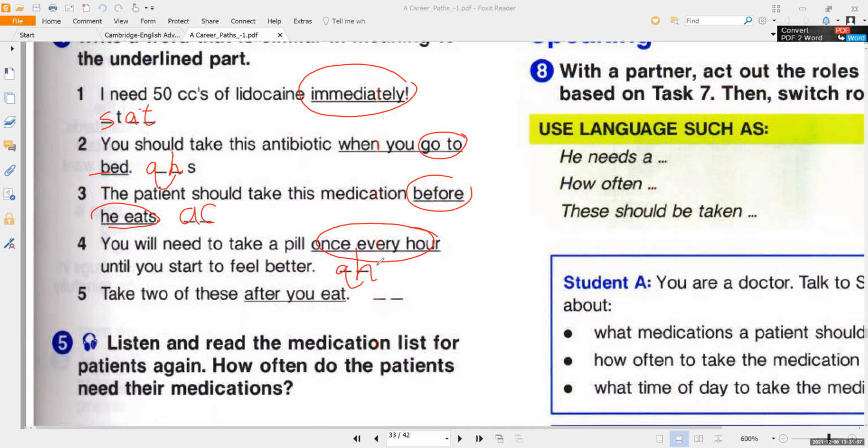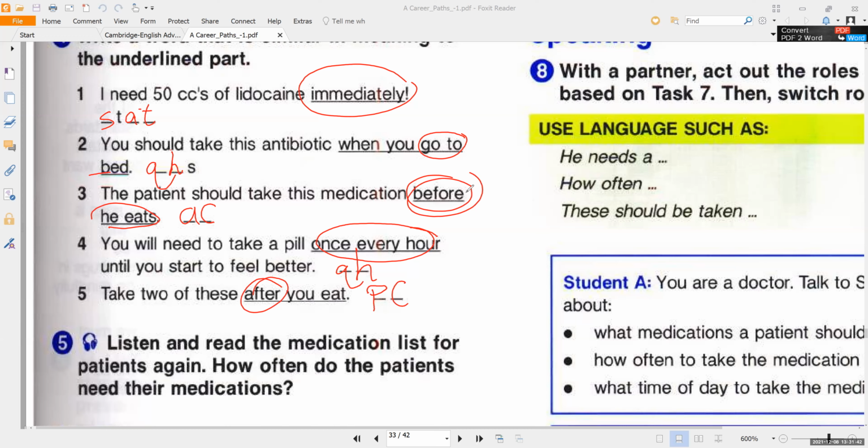Number 5, take 2 of these after you eat. What's the answer? Can anyone give me the answer? It is PC. So it means after, means PC.